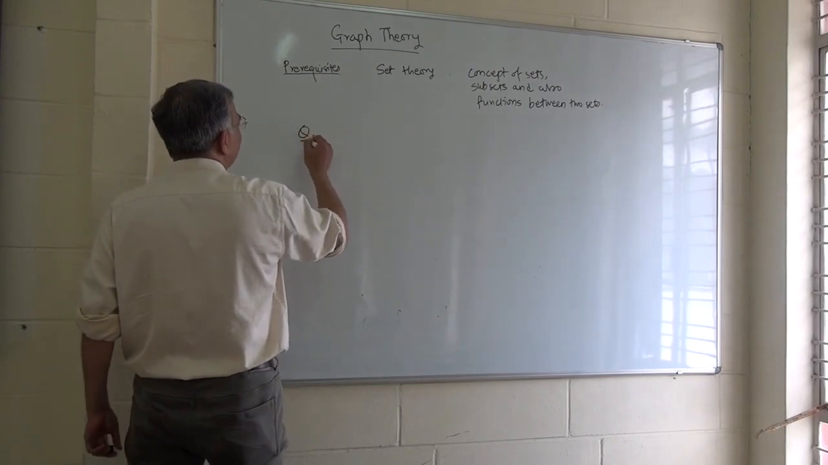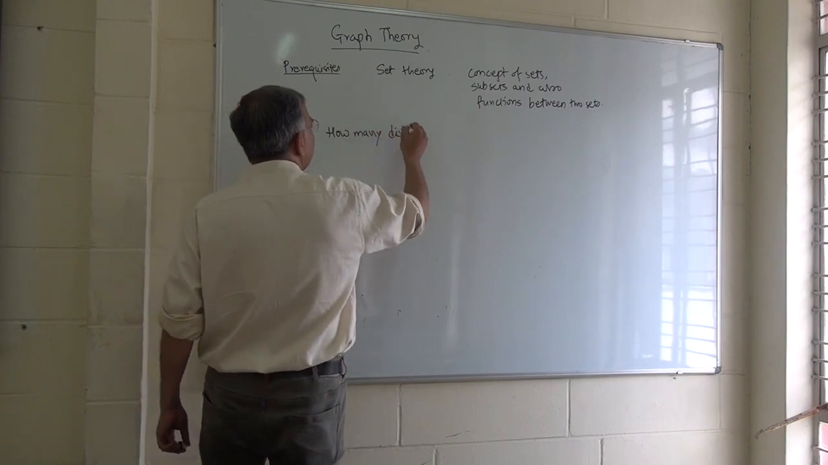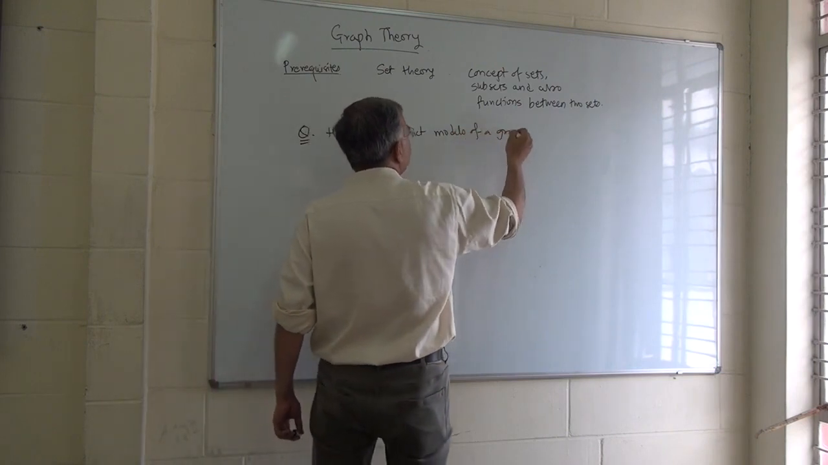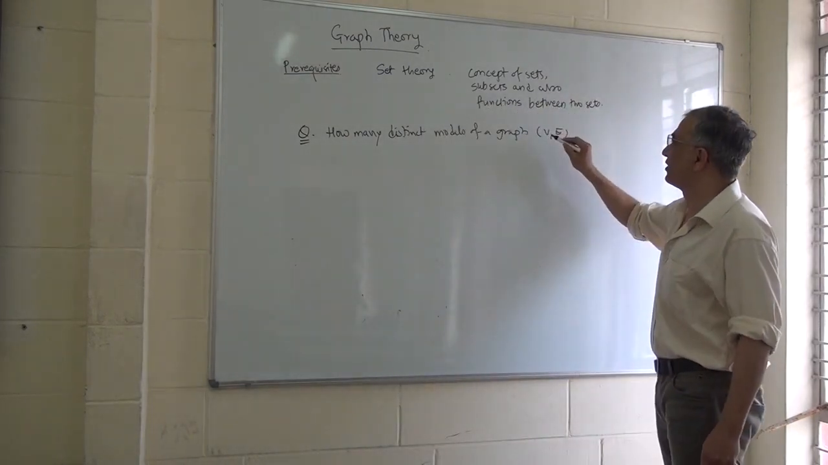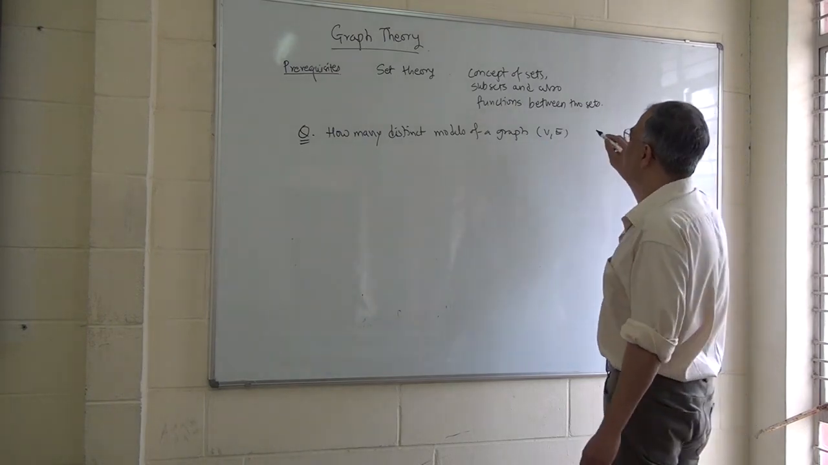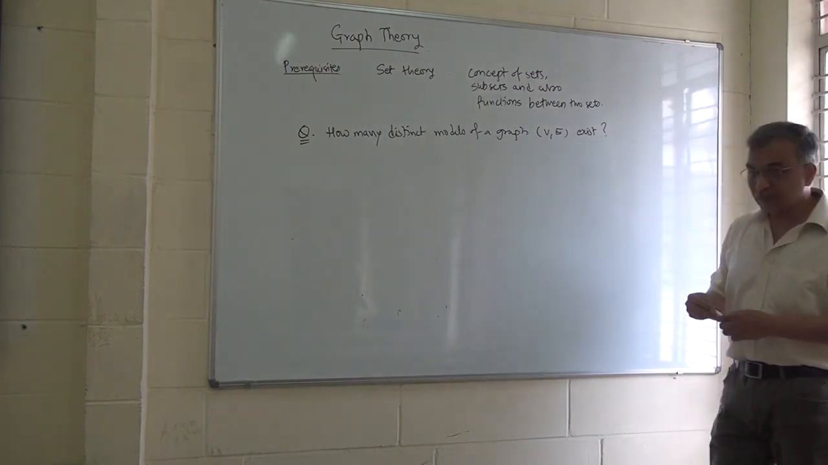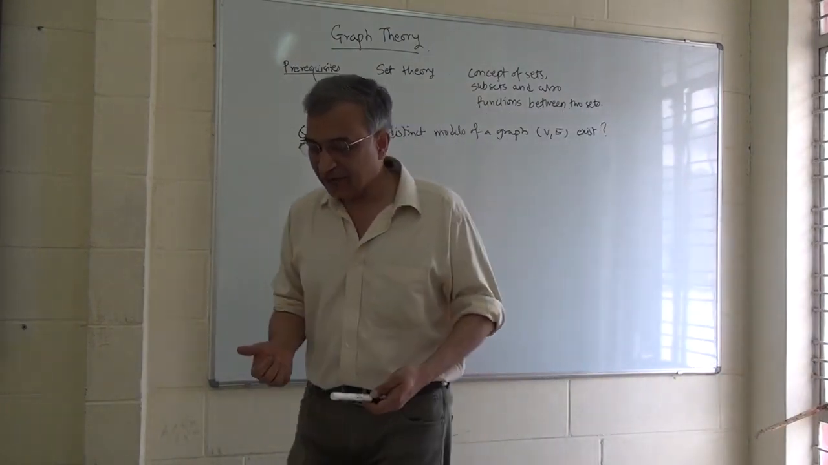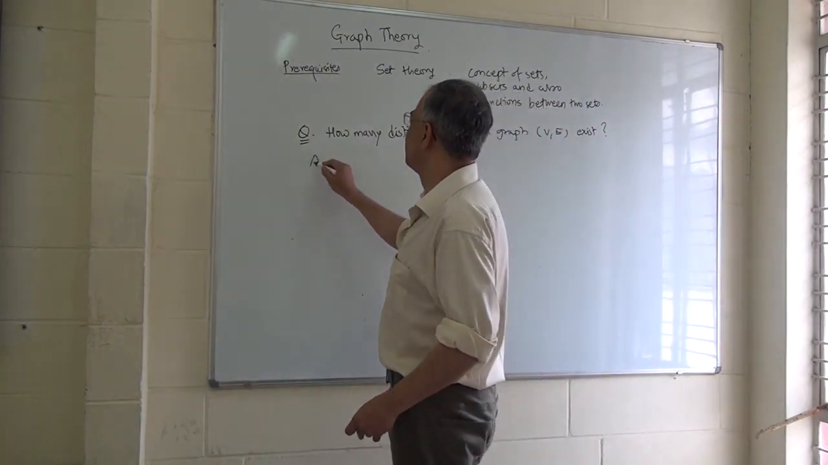So the question is, how many distinct models of a graph are there? A graph is vertices and edges. Vertices is a finite set of points and edges is a collection of 2-subsets of those points. So how many different models exist? Now if you ask this question, it makes sense in language, but the answer is not very well mathematically posed, because the answer will always be infinity.